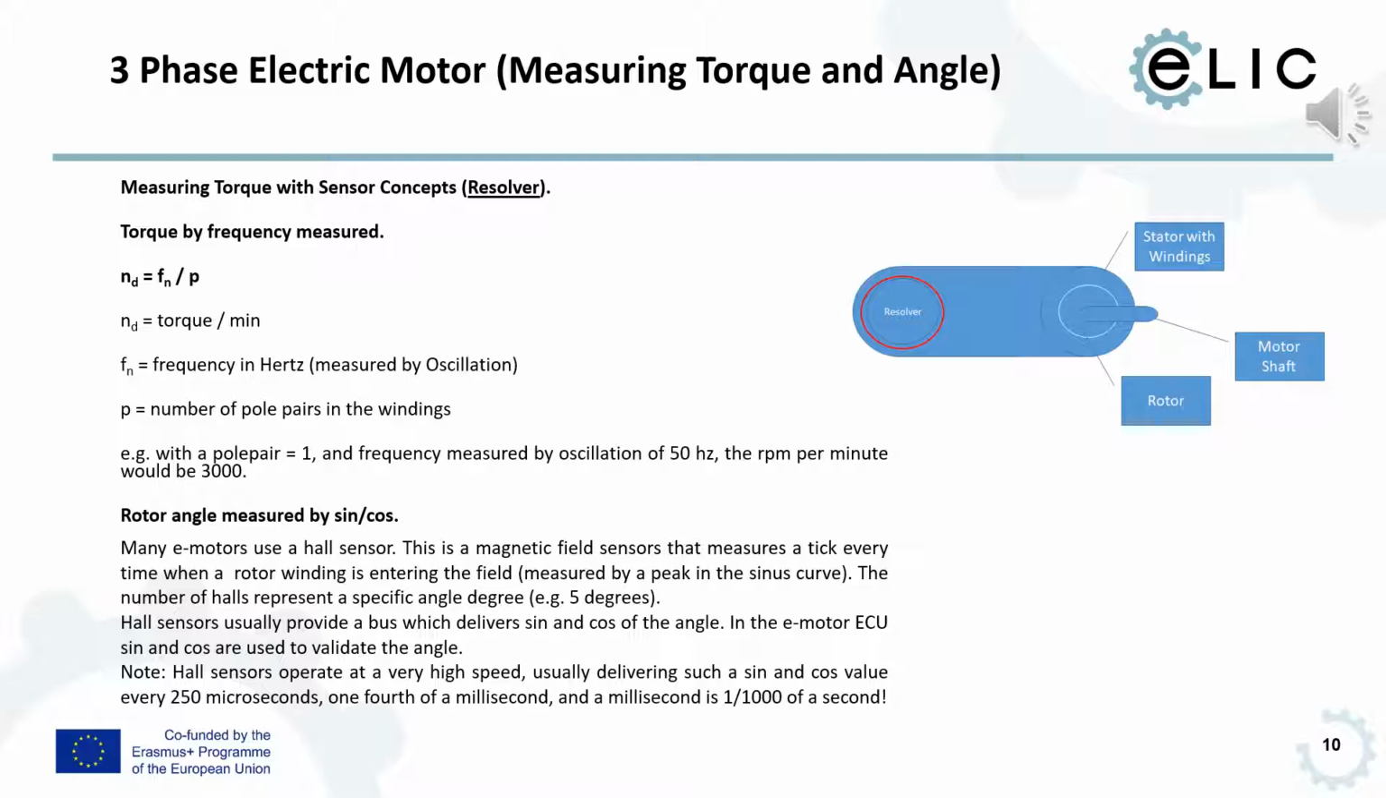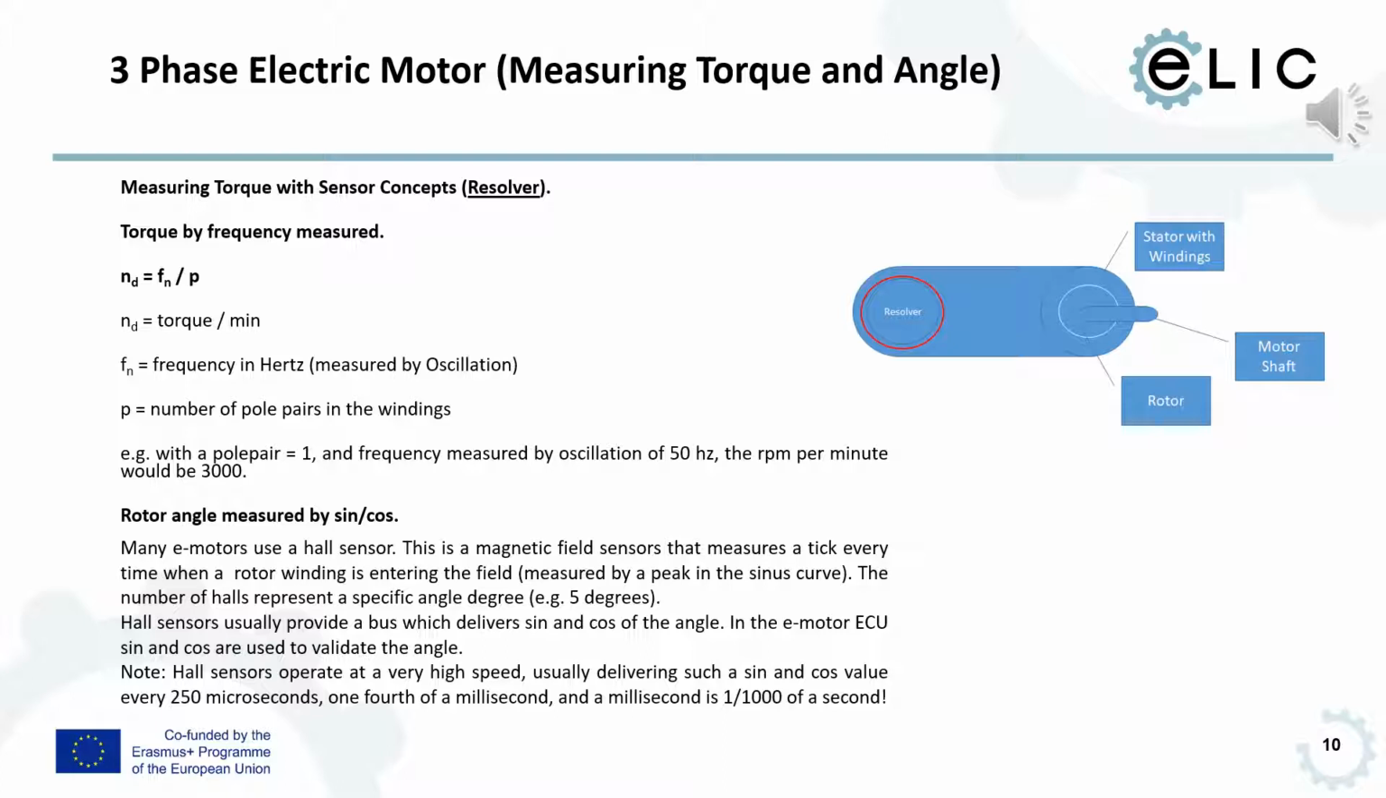Nd is the rotations per minute. The Fn is the frequency in hertz measured by oscillation, and P is the number of pole pairs in the windings. So for instance, with a pole pair of 1 and frequency measured by oscillation of 50 Hz, the rotation per minute of the motor would be 3000 RPM using that mathematical formula. These mathematical formulas are implemented in software by the field-oriented controller, which we have seen as a piece of the software running on the electronic control unit.